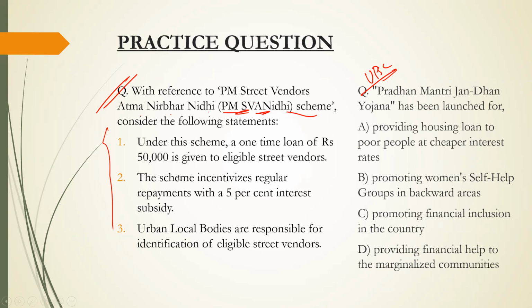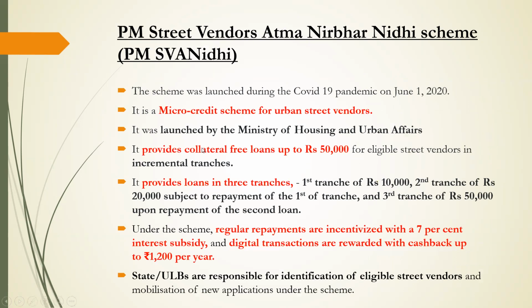Let's see here. Yes, the PM SVANidhi scheme. This scheme was launched during COVID. It's a microcredit scheme for urban street vendors. Again, an area that you need to focus upon. Launched by, now this kind of question is not asked. It provides collateral-free loans of up to 50,000.